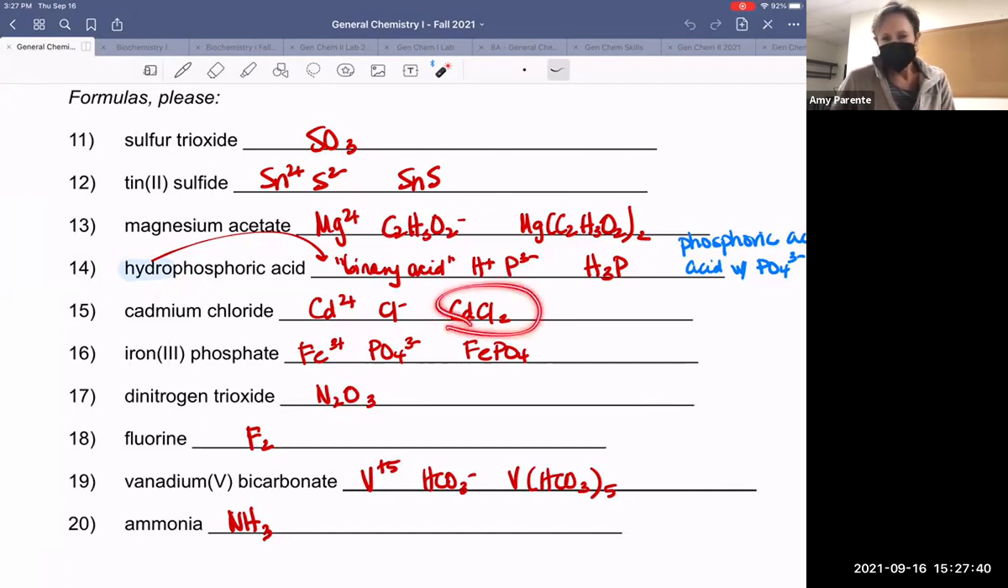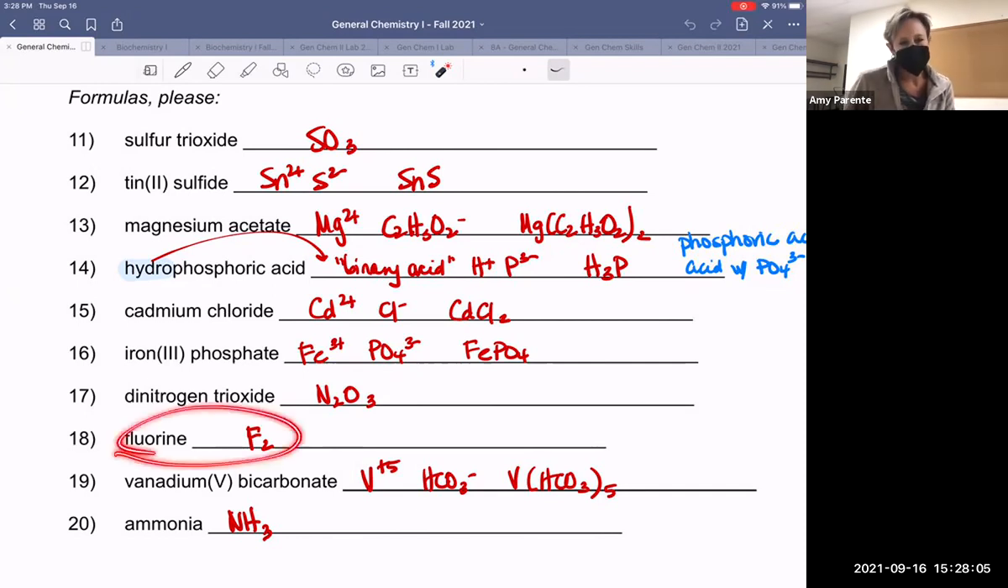Cadmium chloride is going to be CdCl2. Iron 3 phosphate is going to be FePO4. Those are both 3+ and 3-, so that's a 1-to-1 ratio. Dinitrogen trioxide, N2O3. Here's our elemental fluorine again, so that's going to be F2. You won't see something on your quiz or your exam that has these elemental compounds that we're naming. Those are what we reserve for doing some stuff with later.